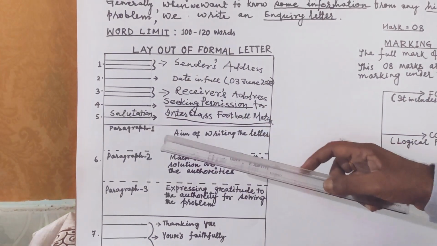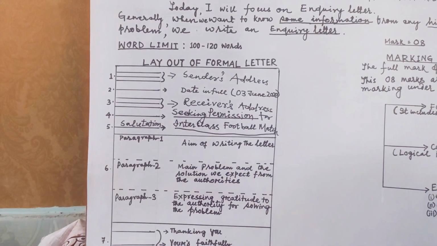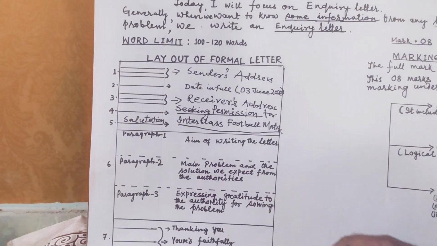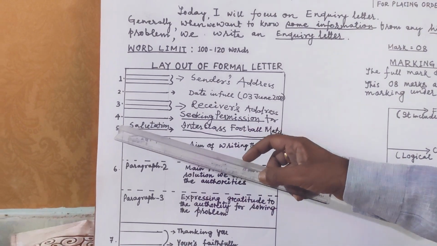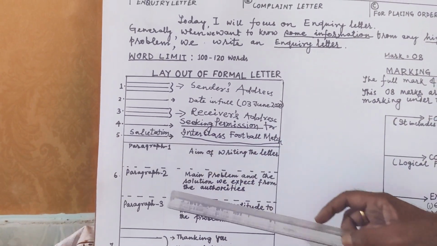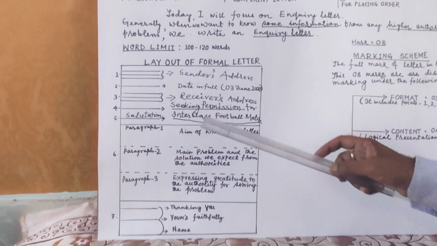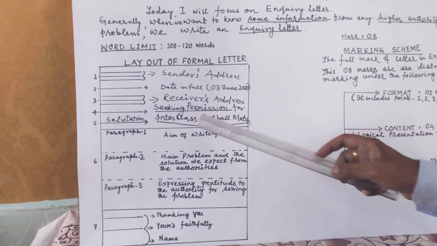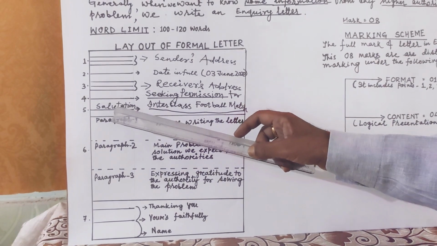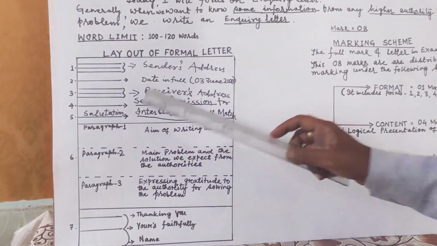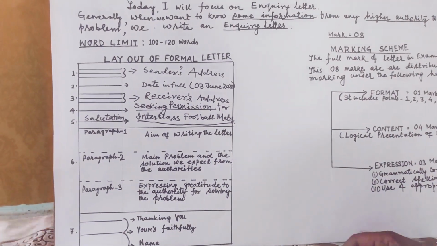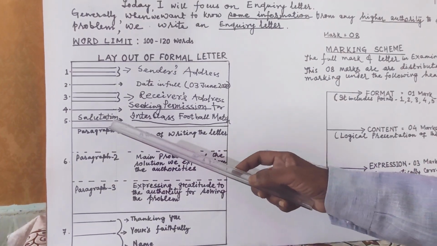Then point 4, that is salutation. Sorry, point 4 is the subject line. Here we write the main point on which we are writing the letter. Next, point 5 is the addressal part, what we call salutation: Dear sir, dear ma'am, respected sir, like that.